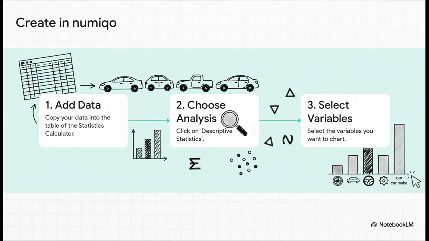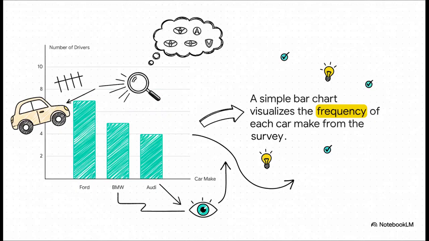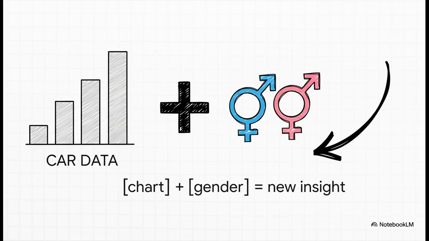Now, if you're using a tool like Numico, this is almost laughably easy. Seriously, you just copy your data in, tell it you want to run some basic summary stats, and then you pick the variable you care about, in this case, car make. And boom, just like that, there's your bar chart. The software automatically counts up how many of each car brand there are and spits out this nice, clean visual. This is our first layer of the story, right? We can see what's most popular at a glance. But we know we can go deeper.